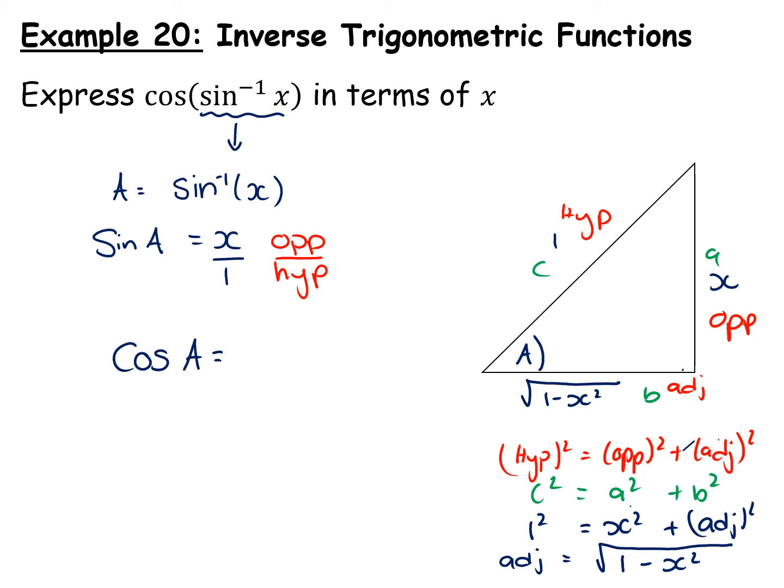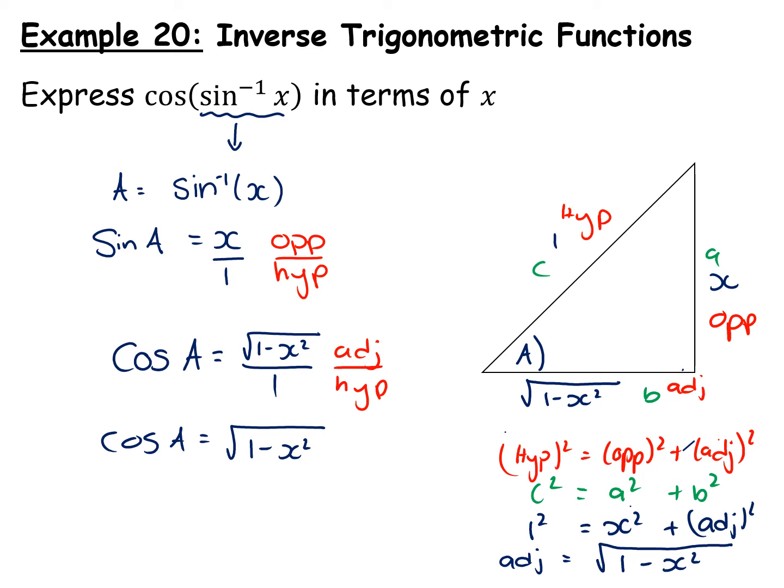So to work out cos, we're going to use the adjacent over hypotenuse. So my adjacent is the square root of 1 minus x squared all over the hypotenuse, which is 1. So the cos of A is the square root of 1 minus x squared.